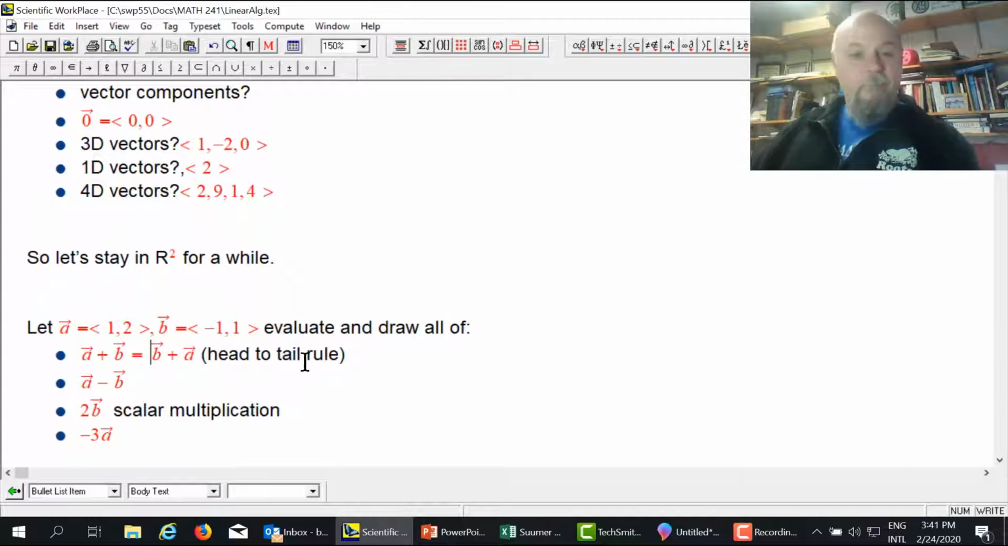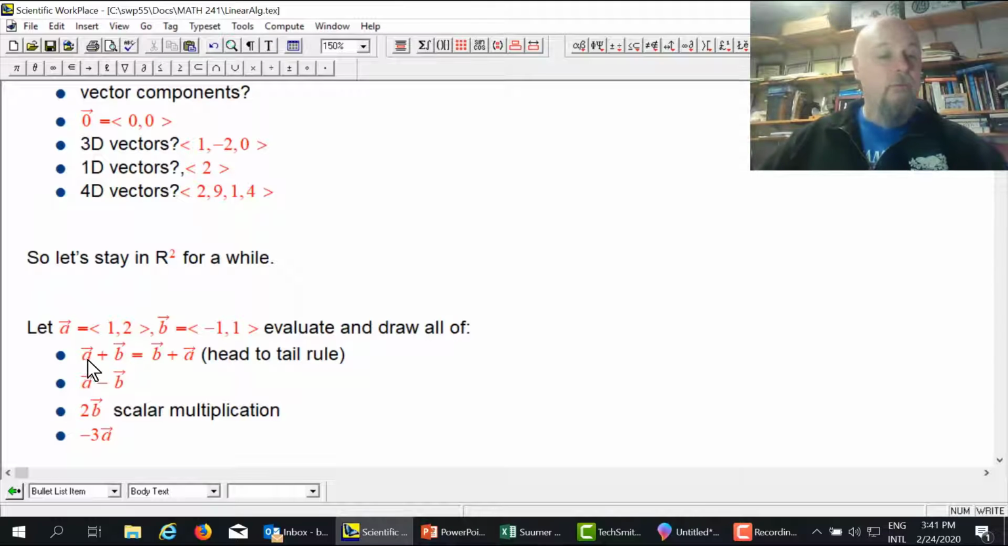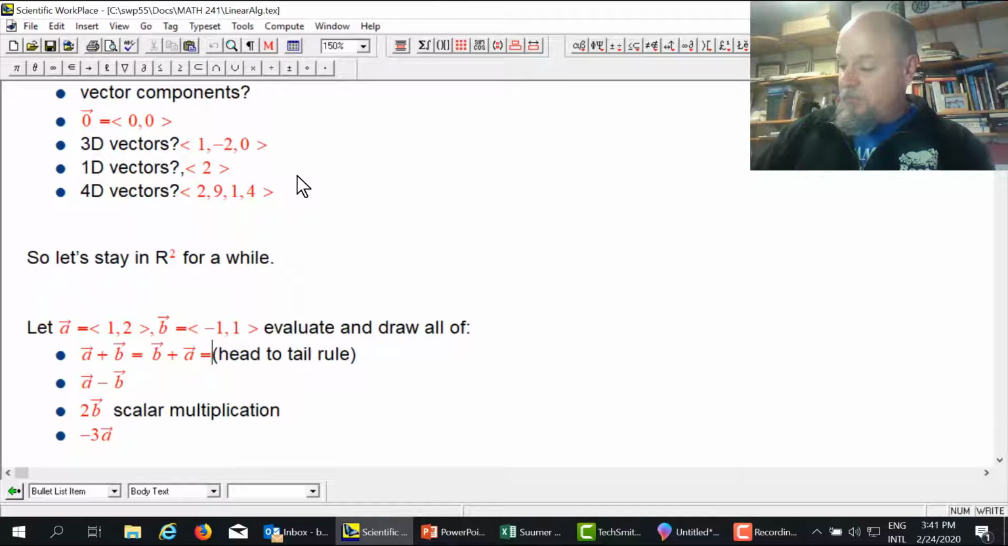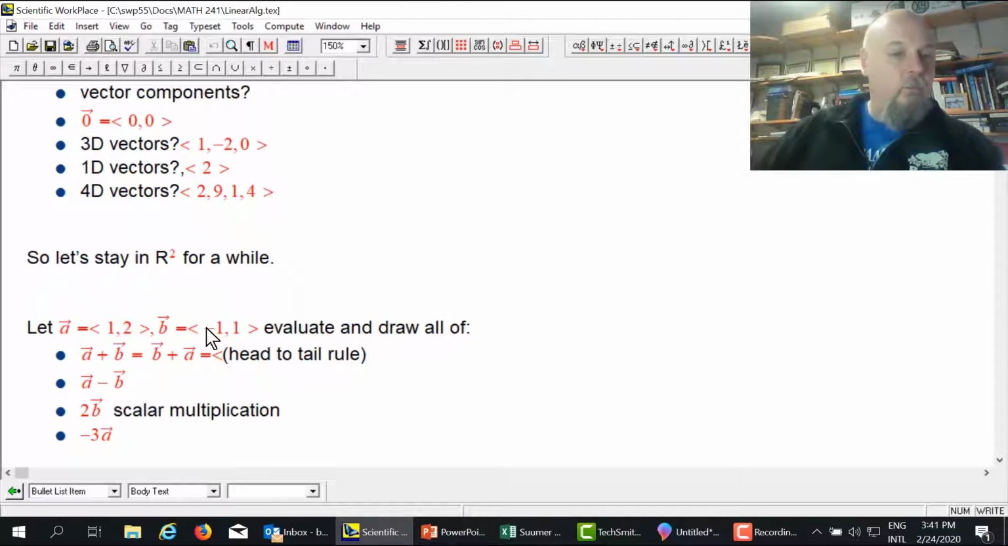Okay. And it makes sense algebraically, right? If I were to add components to components, I would add the x's, 1 and minus 1, together. And I would add the y's, 2 and 1, 3. And it doesn't matter if I add the 1 and the minus 1 or the minus 1 and the 1. It's just regular addition.